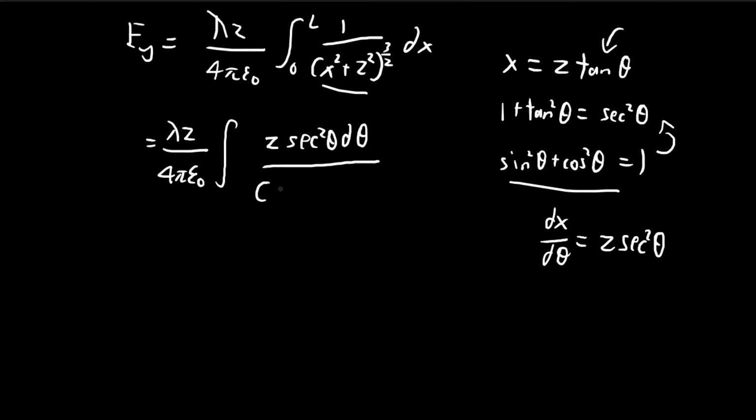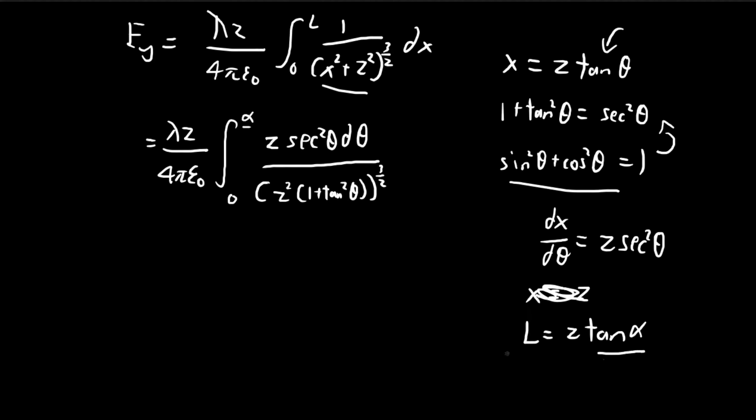And for the denominator, x squared is going to be equal to z squared tangent squared theta. So we're going to have z squared times (1 plus tangent squared theta) to the power of 3 over 2. And then for the bounds, for 0, tangent 0 is equal to 0, so we go from 0. And then for the time being, I'm going to put down alpha. I don't know exactly what this value is going to be. All I know is that for our present case, L is going to be equal to z tangent alpha. So that's the definition of how you translate the bounds.